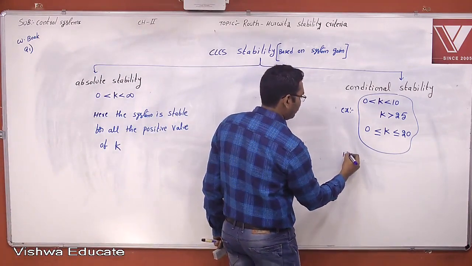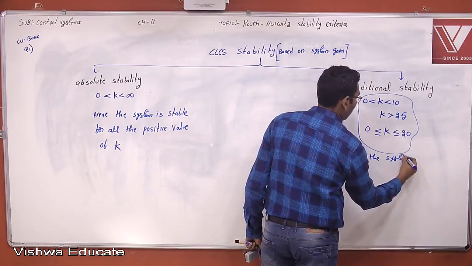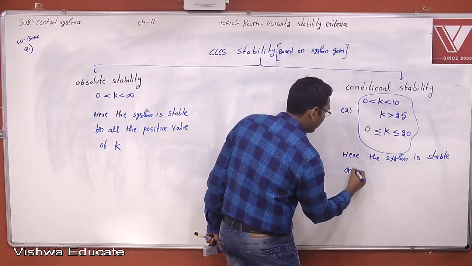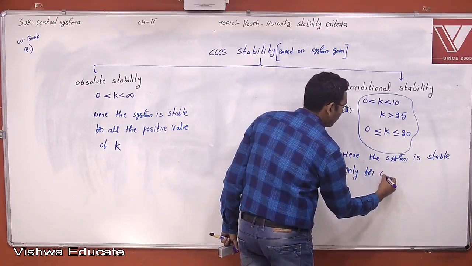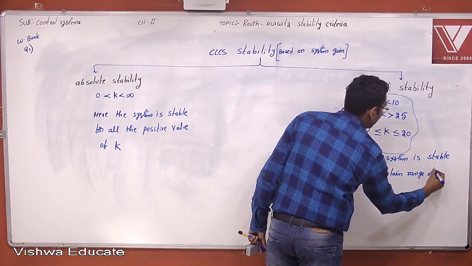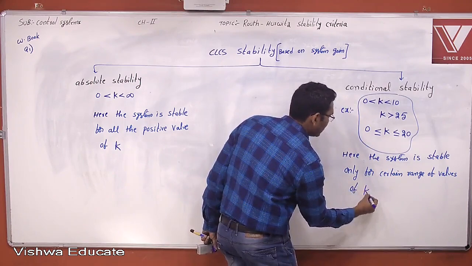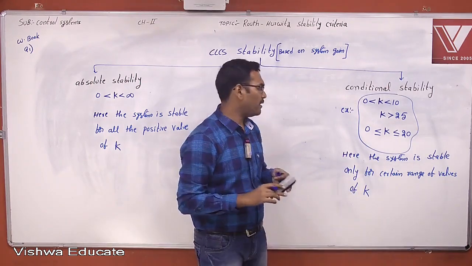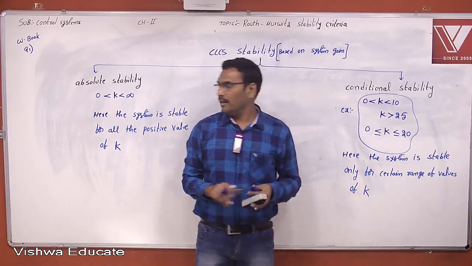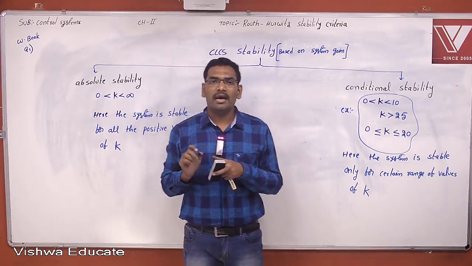Here the system is stable only for a certain range of values of k. If the system is stable like that, that particular stability is called conditional stability. Here the system is stable for all the positive values of k. That particular stability is called absolute stability.